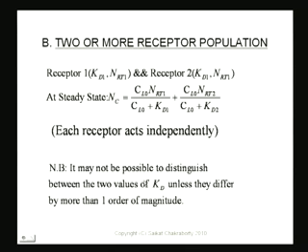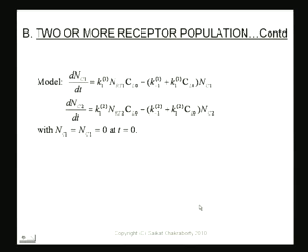As I said, and as is on the screen, it may not be possible to distinguish between the two dissociation constants unless they are very different from each other, and by very different, at least by one order of magnitude. So, one has to be at least 10 times larger than the other.